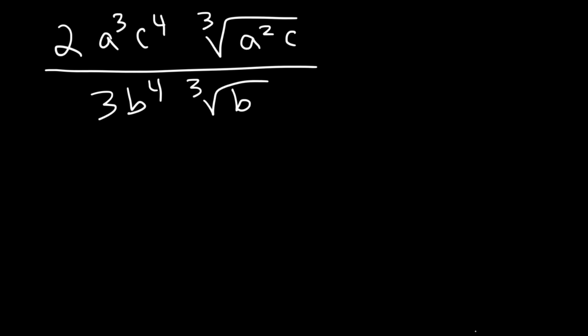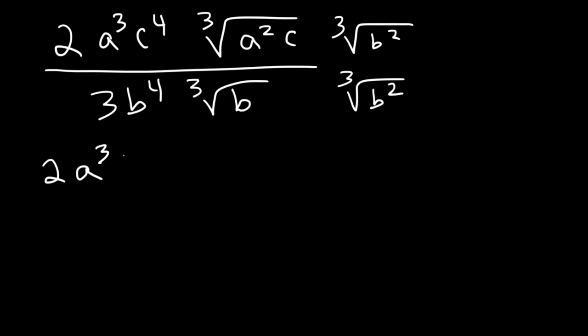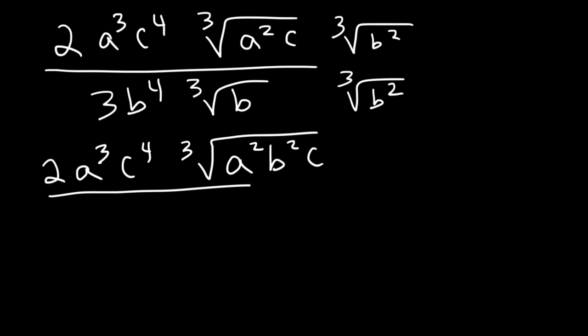The last thing that we need to do is rationalize the denominator. Let's multiply the top and the bottom by the cube root of b squared. On the top we'll have 2 a to the 3rd, c to the 4th, cube root of a squared, b squared, c. And on the bottom we're going to have 3b to the 4th.